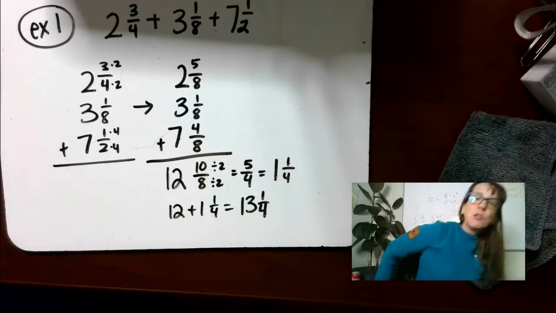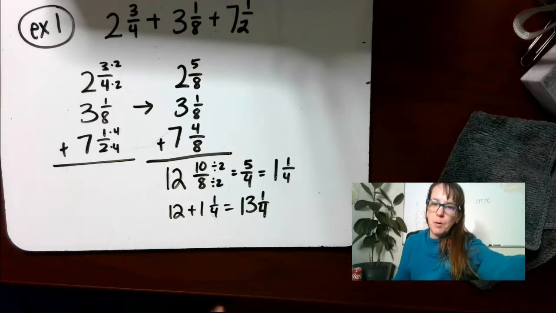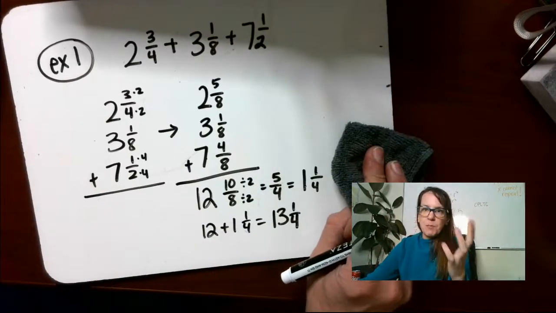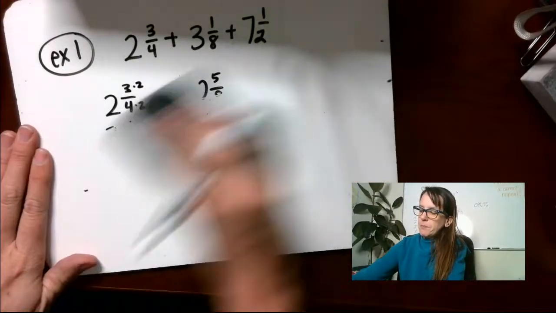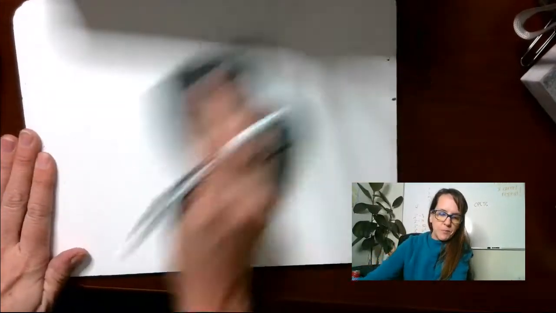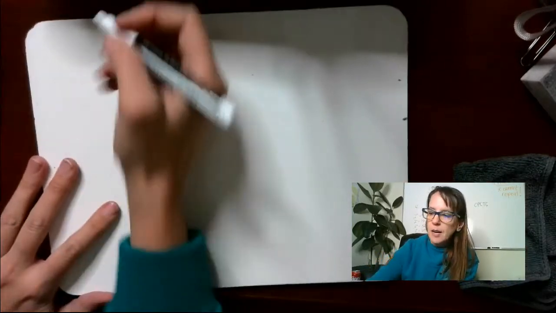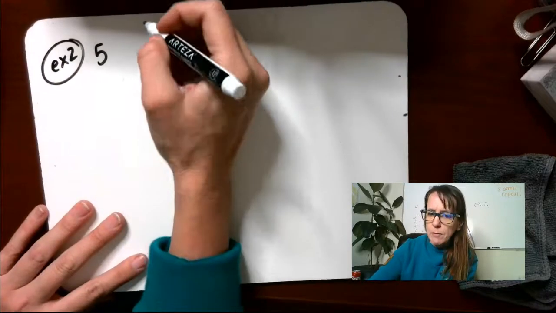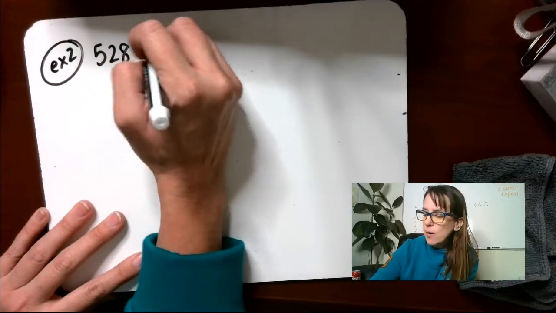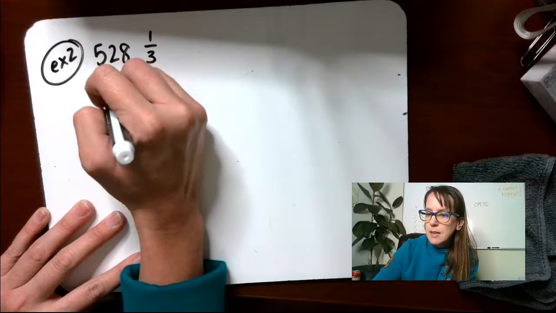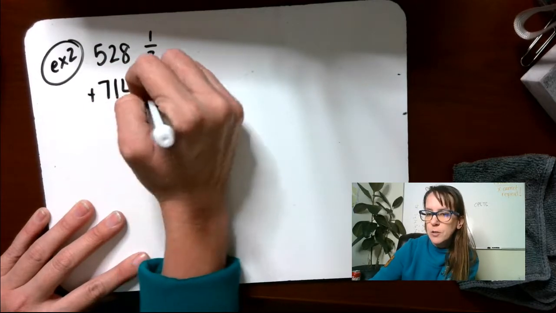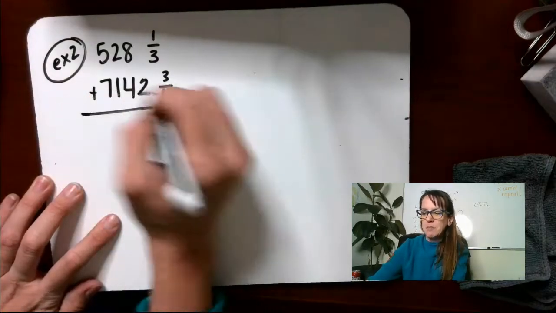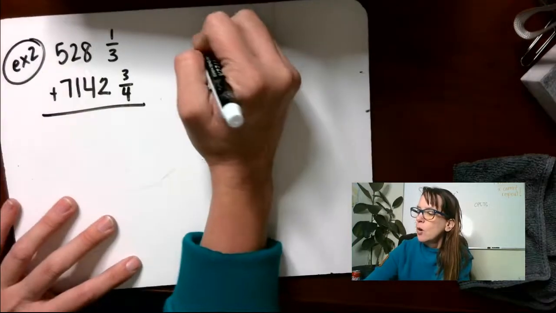13 1/4. I personally think that's easier than doing an improper fraction, because it's a lot of excess multiplying. So let's check the next one out. For example 2, we have 528 1/3 plus 7,142 3/4. See, you don't want to be doing those, right? You're going to be like multiplying, can't be bothered.